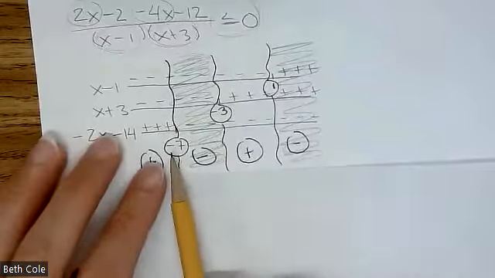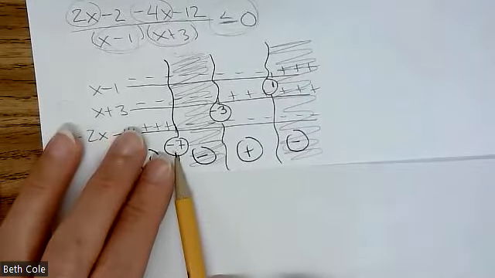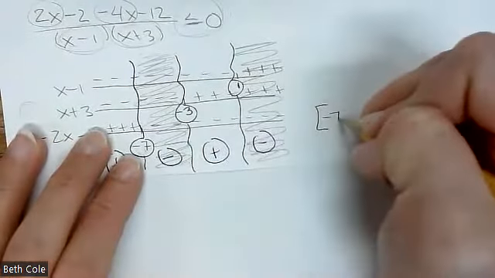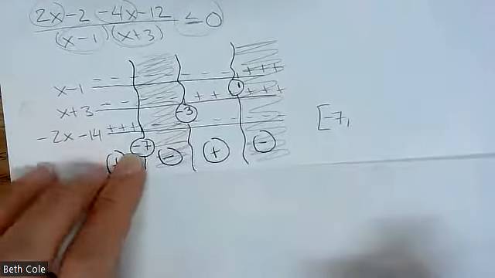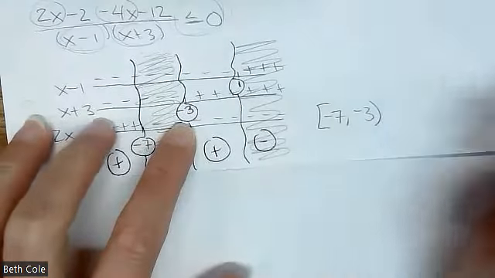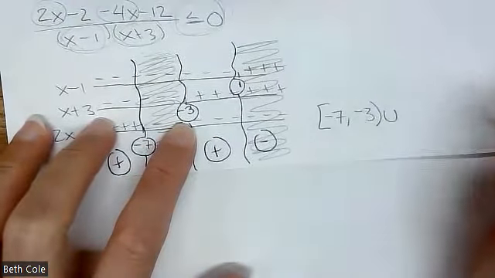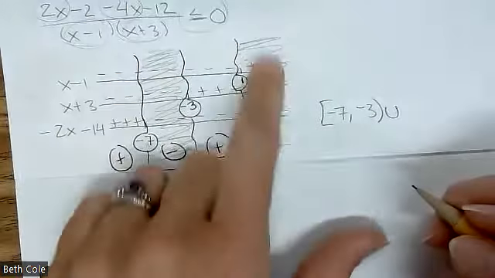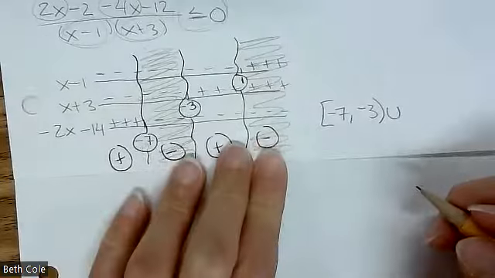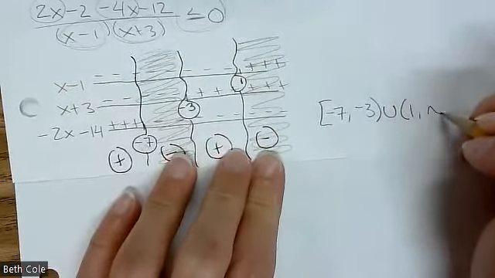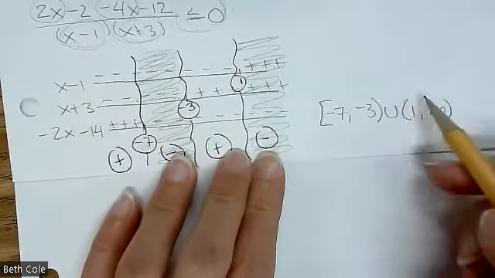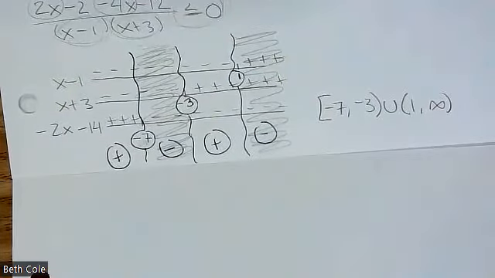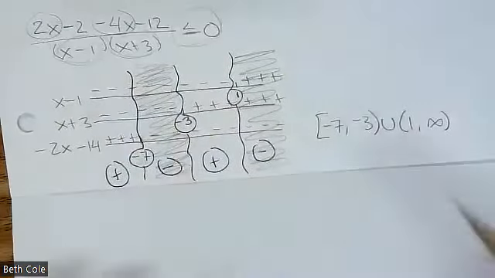Okay. So can I put a bracket on the -7 though? Yeah, that can get brackets. So bracket -7 to -3 parenthesis union. That's this section right here. And then what is the other like shaded section going to give us? Yeah, 1 to infinity. And you have to parenthesize the 1 because 1 is one of your troublemakers.